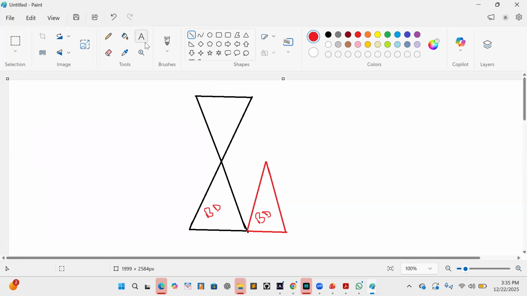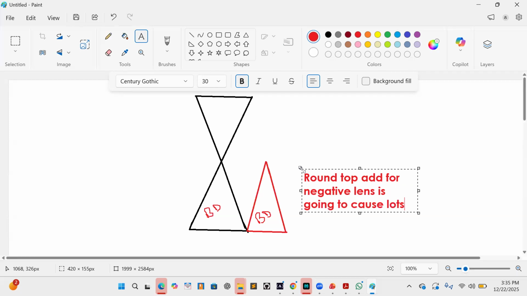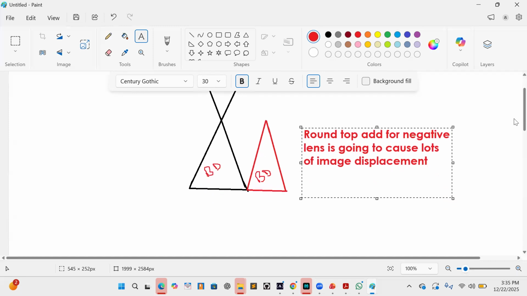So using a round top add on near for a negative lens is going to cause lots of image displacement because the net prismatic effect is going to be much. Right, so that is very important, because it would be base down.